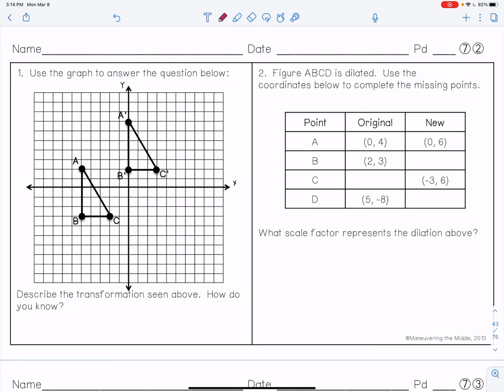All right, we have reached day 72. All right, so number 1 says use the graph to answer the question below. Describe the transformation seen above, and how do you know?